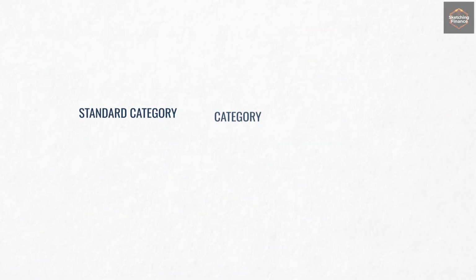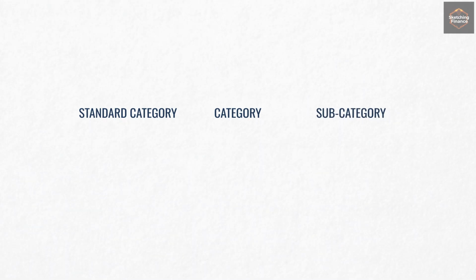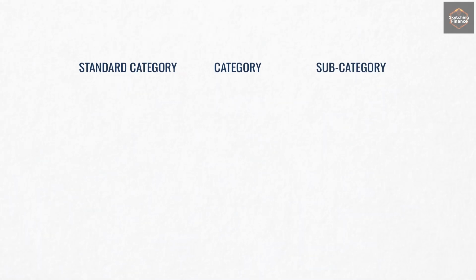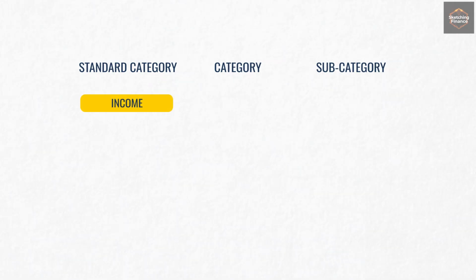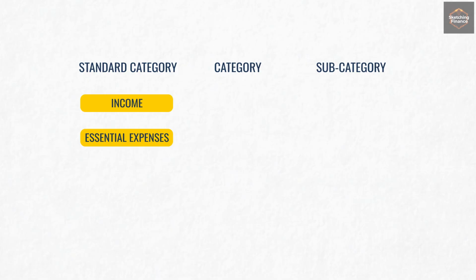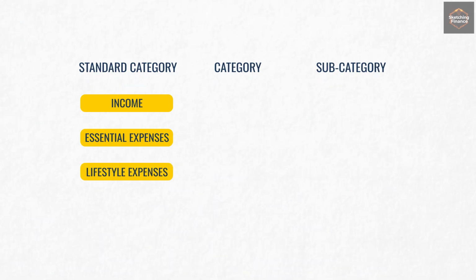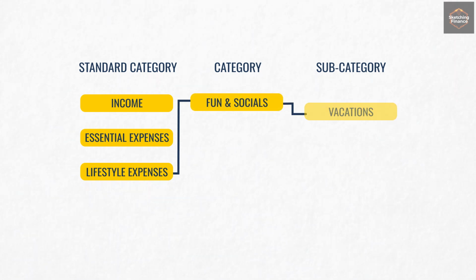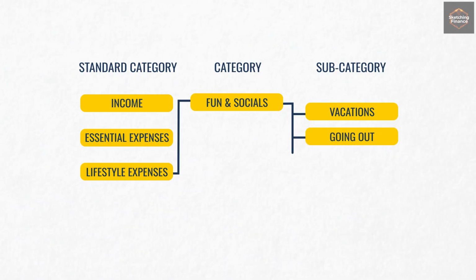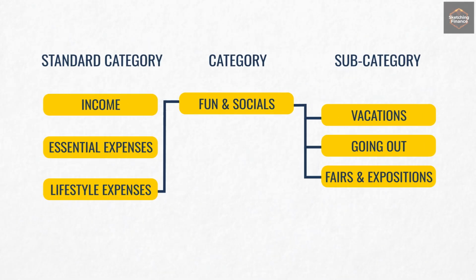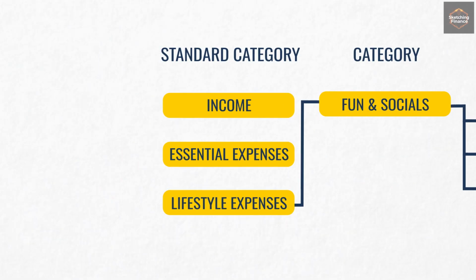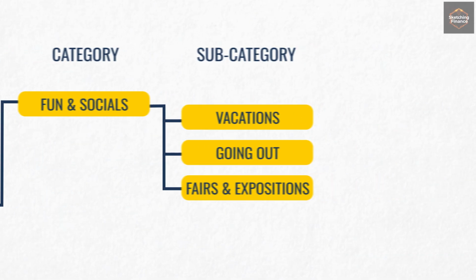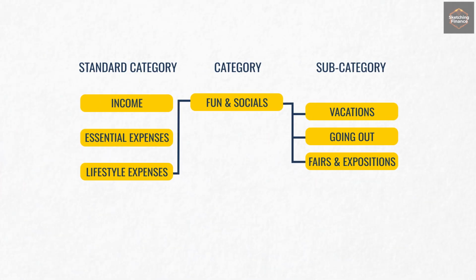This is why the Cash Flow Navigator introduces a 3-tier categorization system. Begin with predefined primary categories like income or essential expenses. Then drill down to custom categories and subcategories that you can adjust to your needs. For example, your lifestyle expenses might break down into fun and social, which can drill further into vacations, going out, or fairs and expositions. This system ensures you can always zoom out to see overall cash flow and zoom in to pinpoint exactly where your money went.